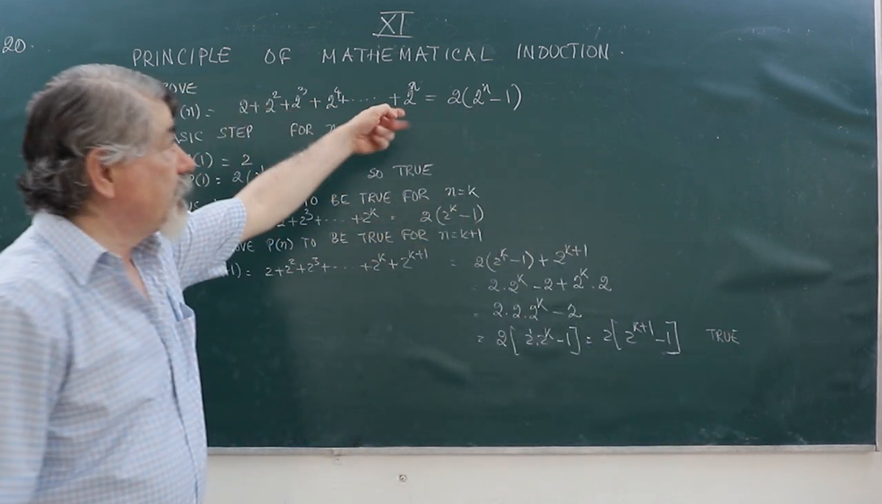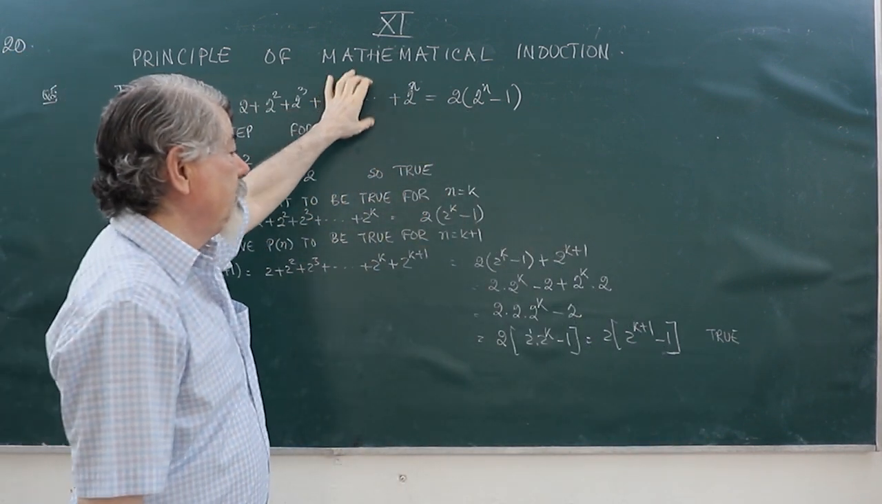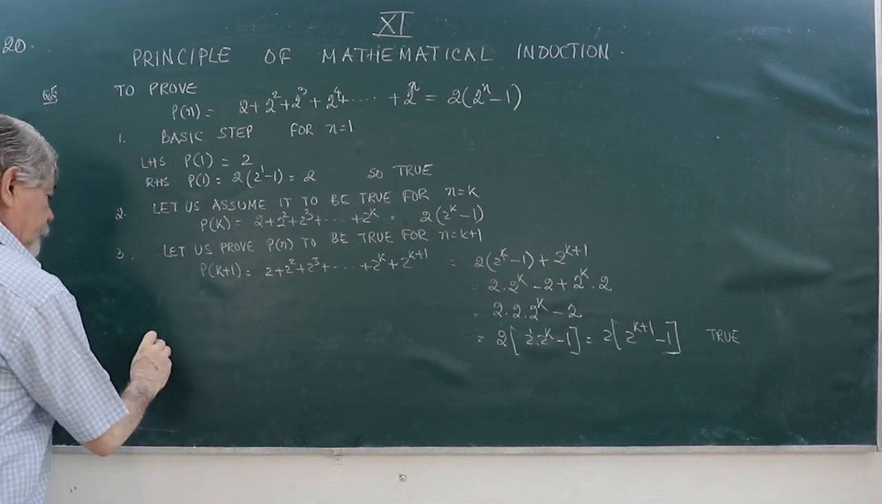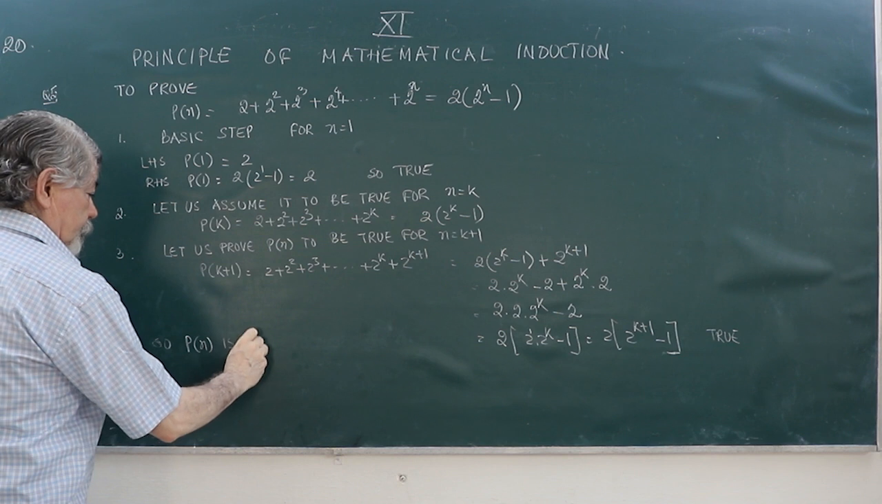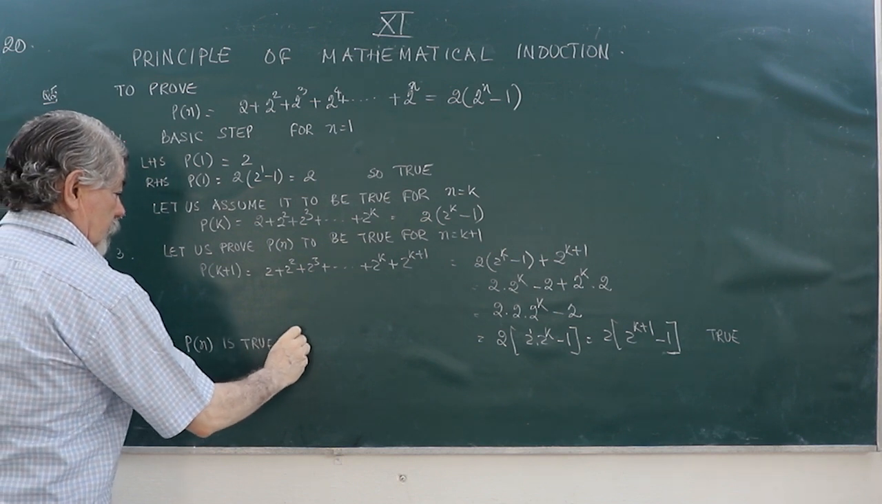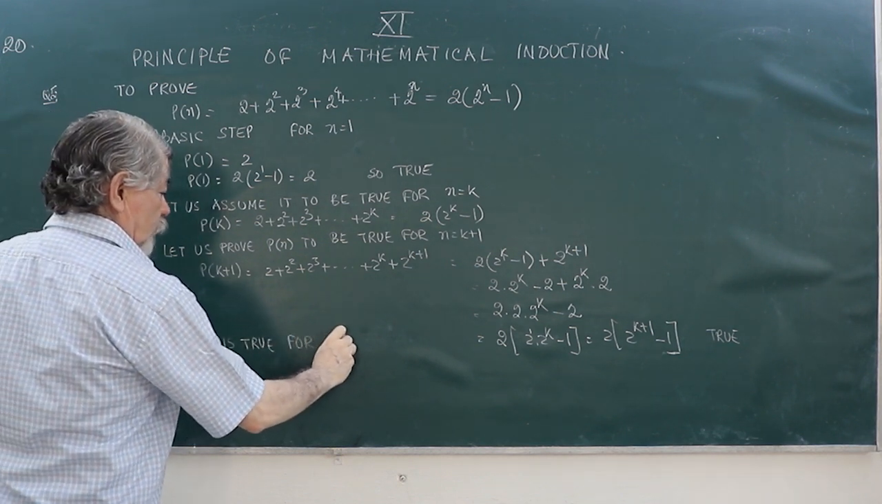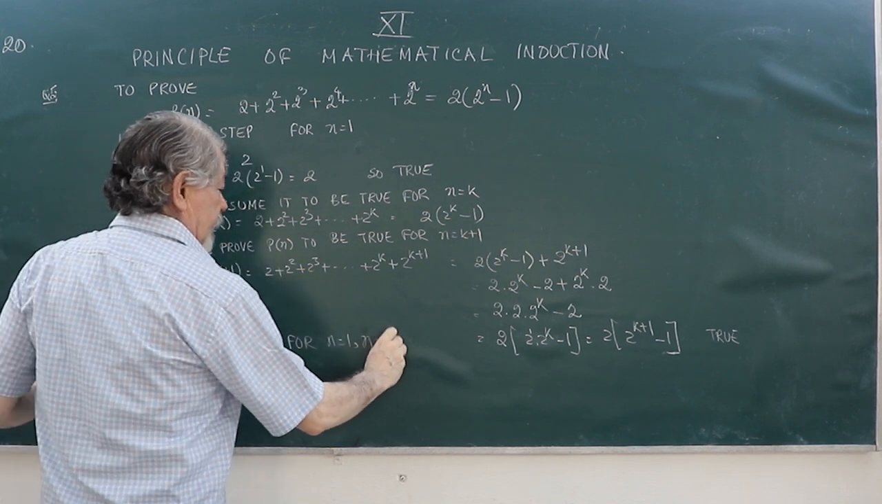It is true, it satisfies this condition. It satisfies the given condition. So Pn is true for n equal to 1, k.